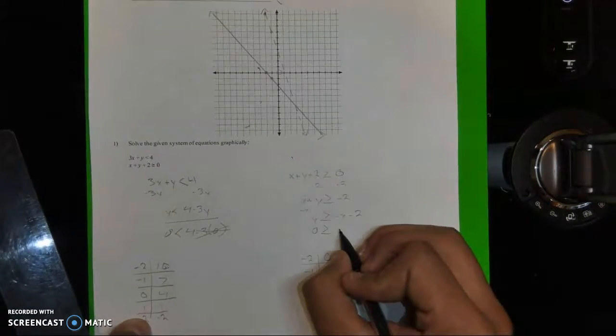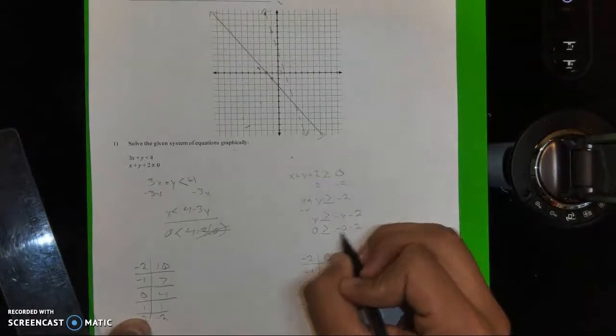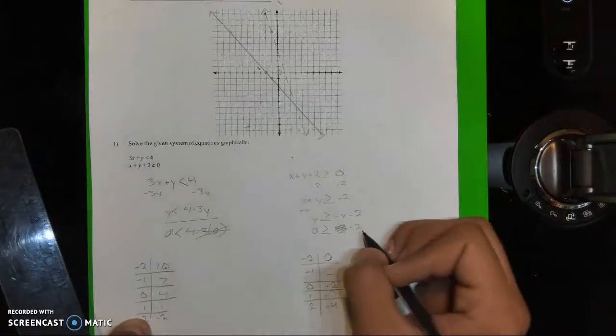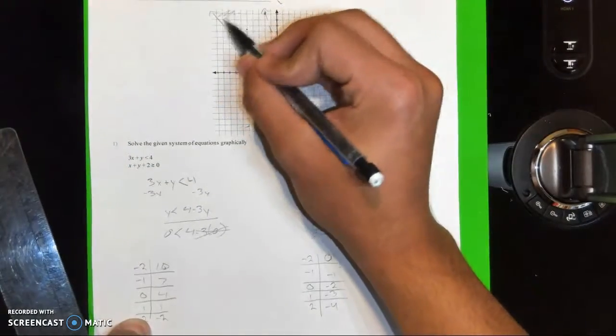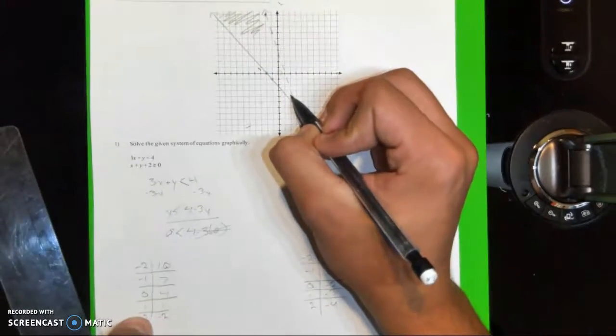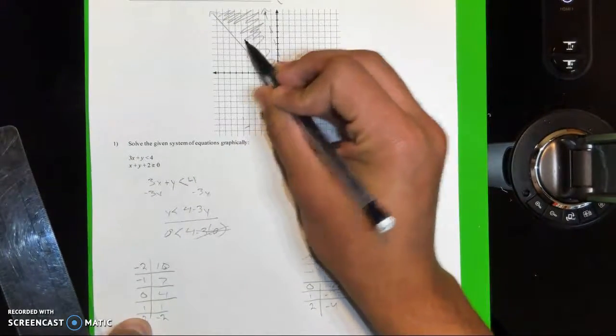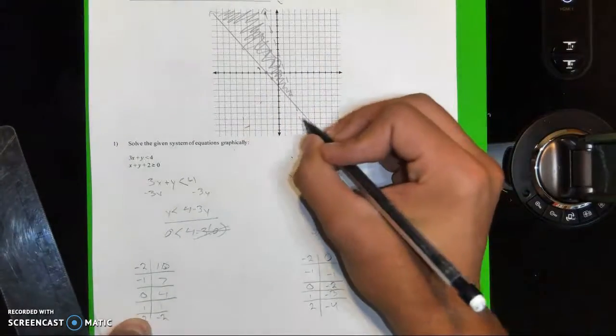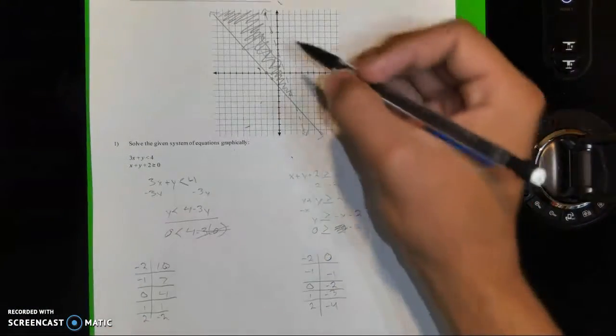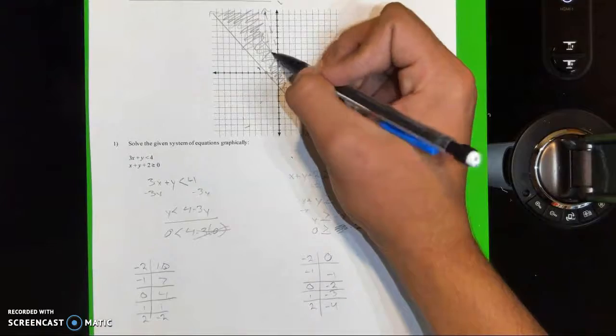So 0 is greater than or equal to 0 minus 2. 0 is greater than negative 2. So you're going to shade in this portion of your graph. You would also do it better than I am. And you'll leave this section blank. This shows your solution set to both inequalities.